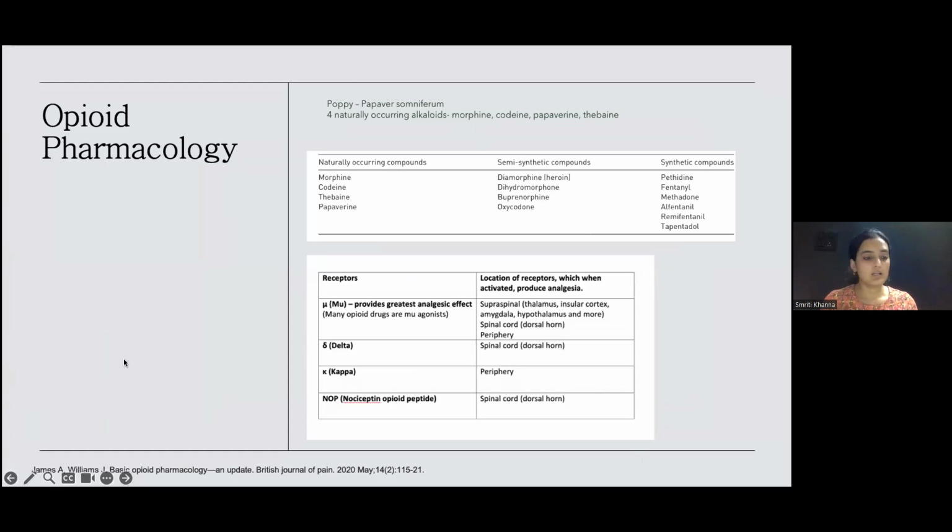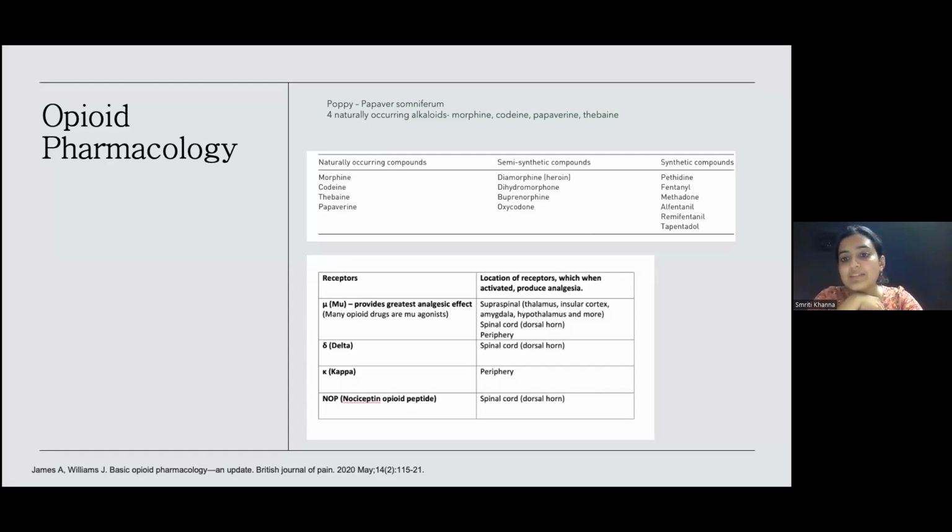So coming back to the main meat of the talk, which is opioid pharmacology. Opioids, as we all know, are derived from the opium poppy. The scientific name is Papaver somniferum. There are 4 naturally occurring opioids, which are basically plant amines called alkaloids. And these are derived from the poppy, and these are morphine, codeine, papaverine, and thebaine. Now, using these naturally occurring compounds, we have formulated semi-synthetic compounds and then synthetic compounds.